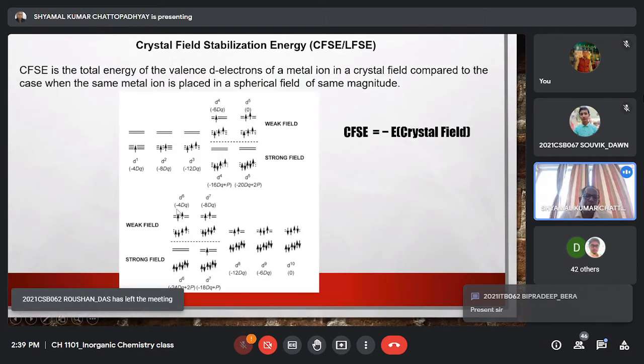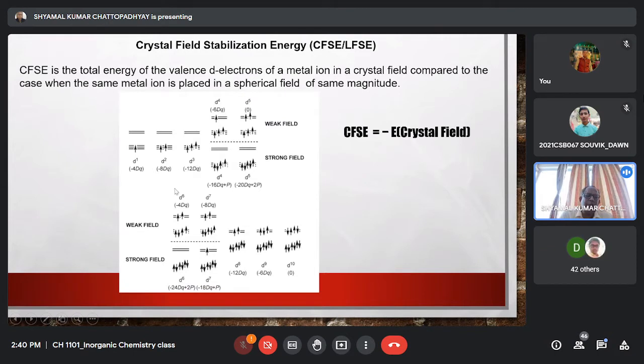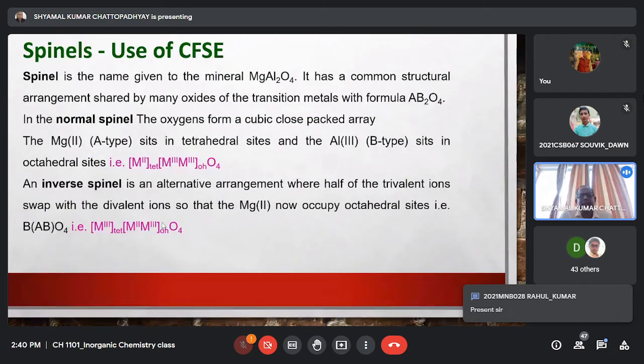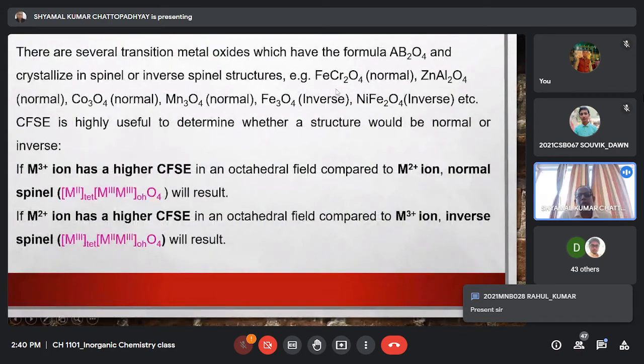the CFSE is minus of minus 4 dq, so CFSE is 4 dq. But for D3, it is 12 dq, right? So the CFSE for chromium is more than the CFSE of ferrous. And in terms of electrostatic interaction, chromium having a 3 plus charge and iron a 2 plus charge, obviously chromium will prefer the octahedral site. So FeCr2O4 will have the normal spinel structure because chromium 3, a D3 system, has more CFSE than the high spin ferrous ion, a D6 ion.